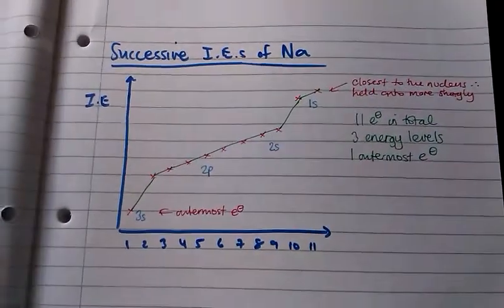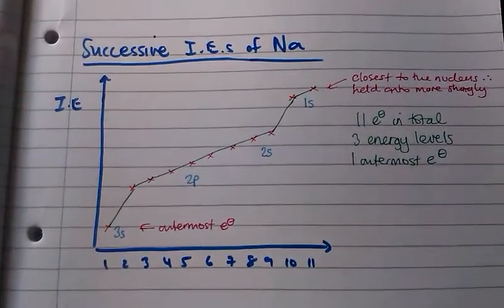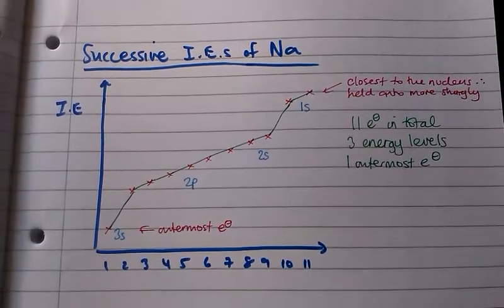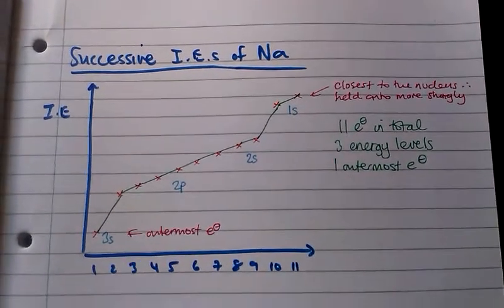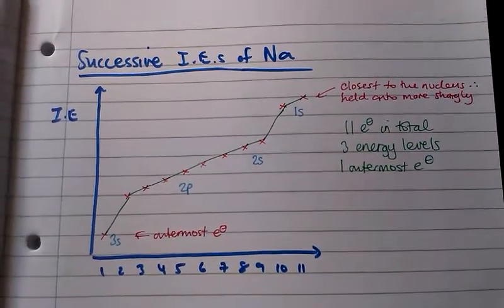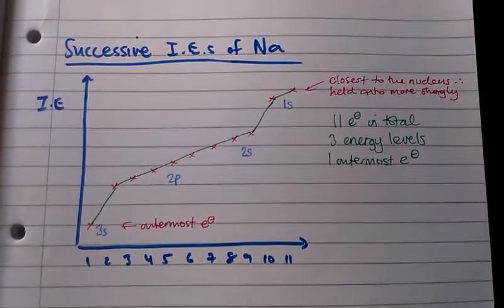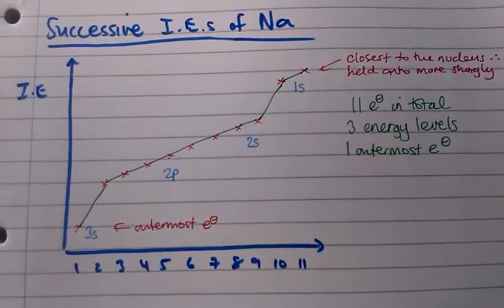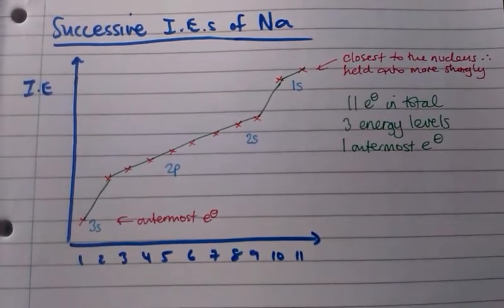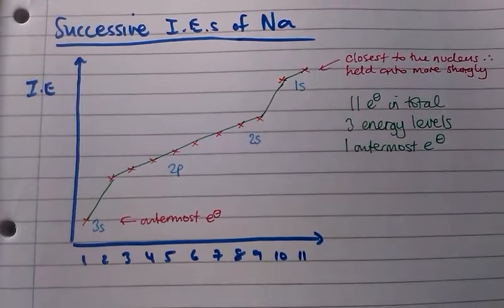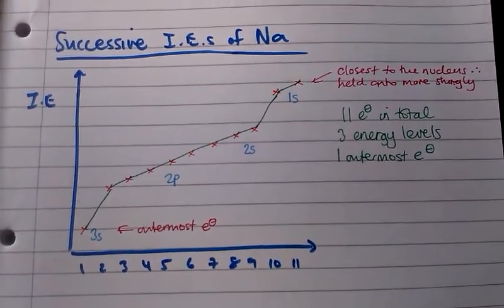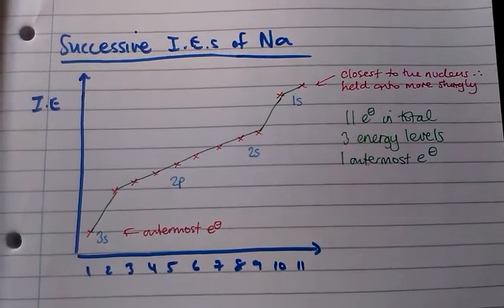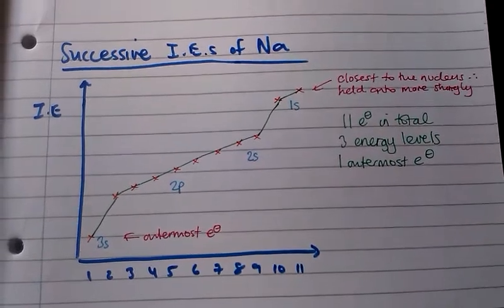So this is just a diagram to summarise the increase in ionisation energies for sodium. Sodium has 11 electrons in total, and there are 3 different energy levels and 1 outermost electron. The large increases in energy indicate the move from one energy level to the next, and notice that the electrons that are closest to the nucleus are held on the most strongly, and so they have the highest ionisation energies.